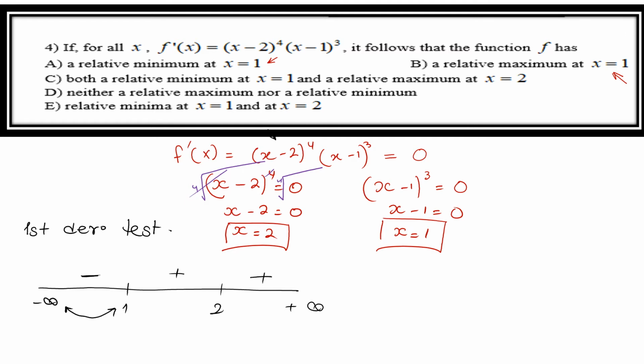Negative means the slope is decreasing, and positive means the graph is increasing, and again from 2 till infinity the graph is increasing. So you have at 1 a relative minimum and you don't have any relative maximum. So our answer is relative minimum at x equals 1.